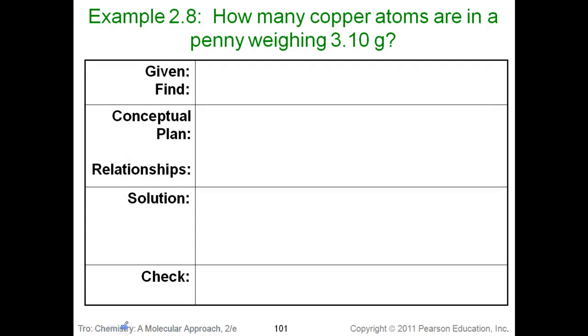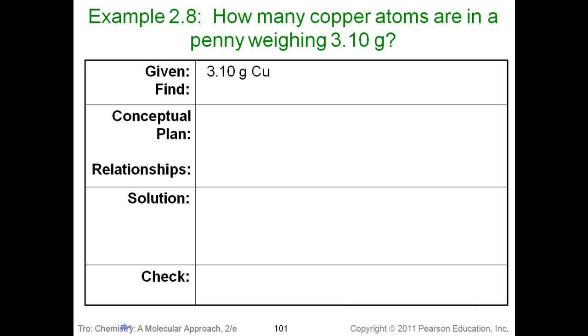All right, so this one's a little bit more difficult. We need to calculate how many copper atoms are in a penny weighing 3.10 grams. So what's different about this problem is we've got to convert the grams to moles, and once we get moles, we know the relationship between moles and Avogadro's number to actually find out how many atoms of copper we have. So we're going to have 2 conversion factors in this problem.